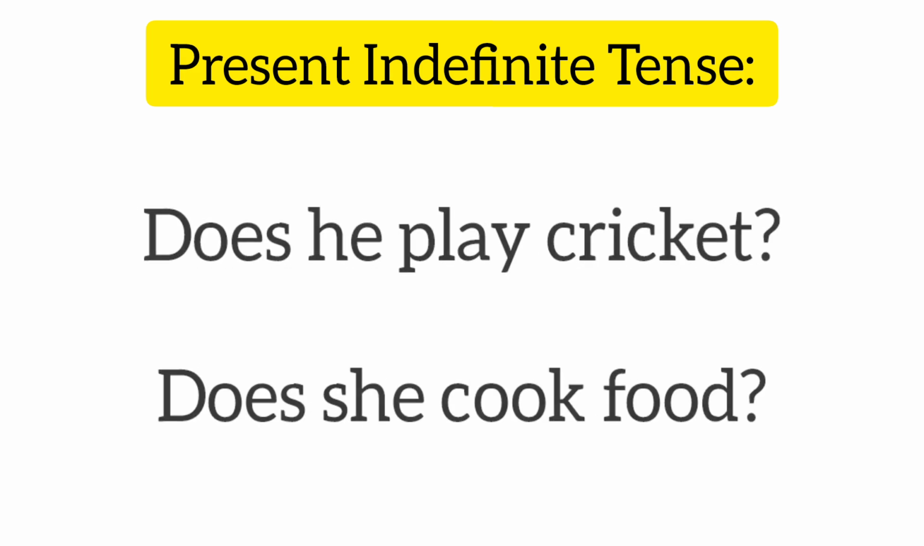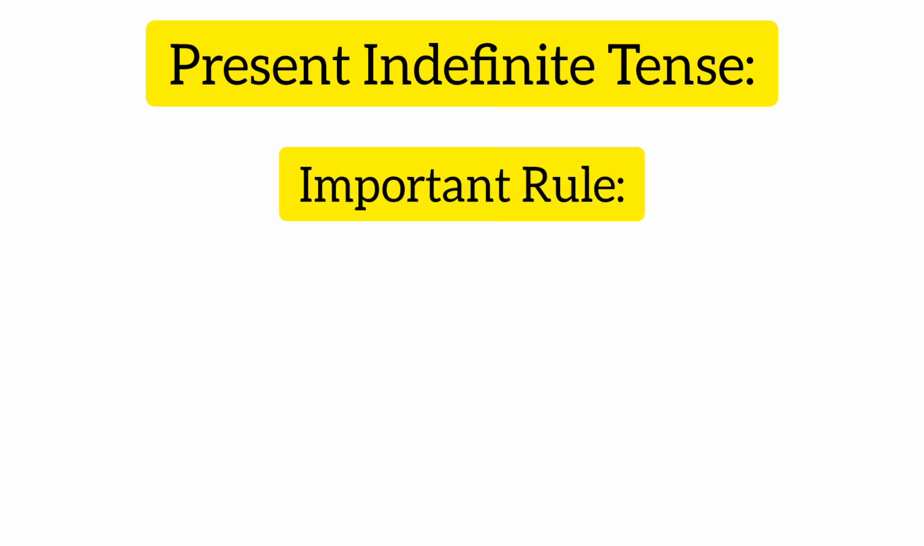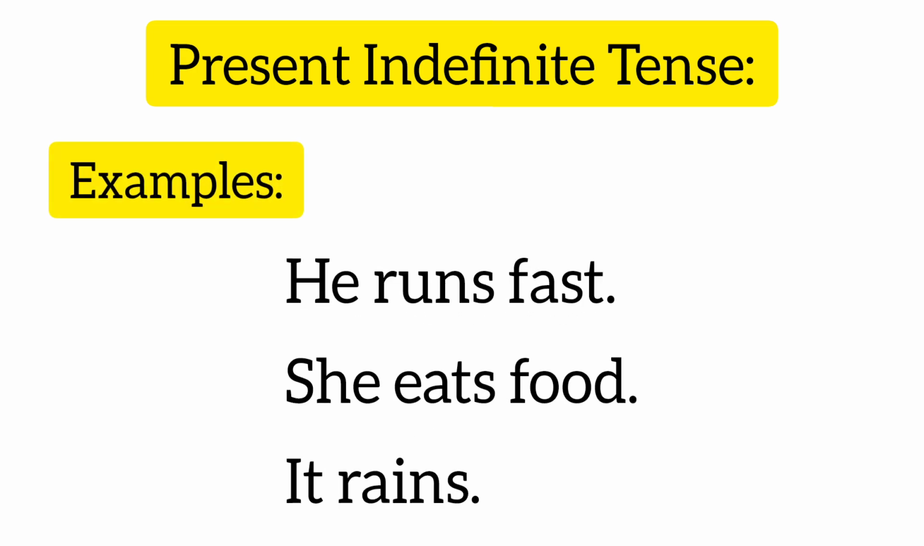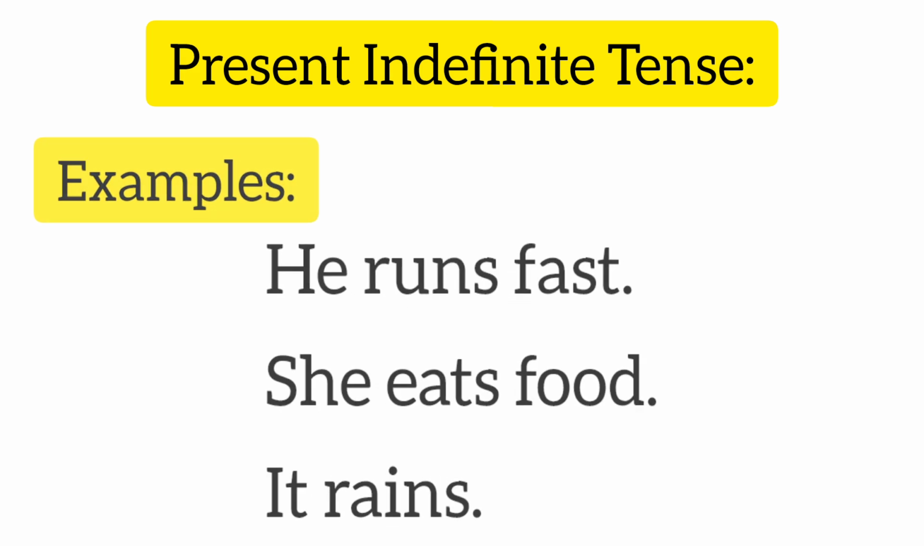Okay, the most important rule that you have to remember is we add s or es with verbs when the subject is he, she, it or a singular noun. For example, he runs fast, she eats food, it rains. Here you see that the subjects are he, she and it, so s has been added with the verbs run, eat and rain. Okay, this is all about the present indefinite tense.